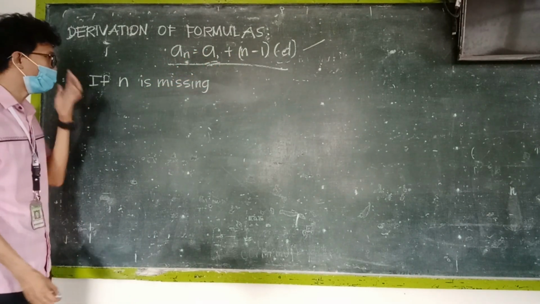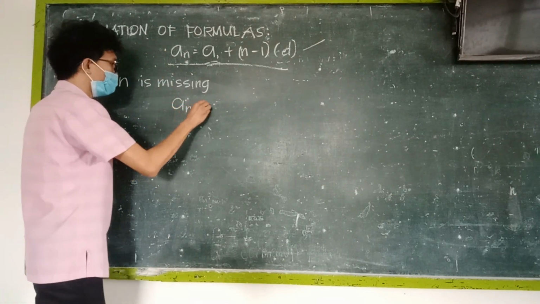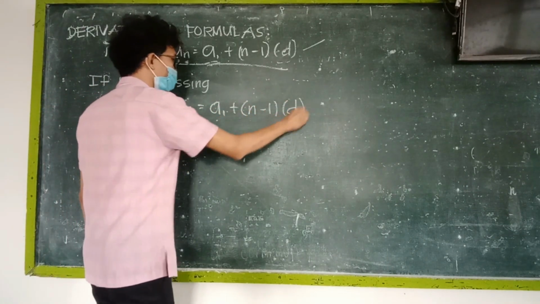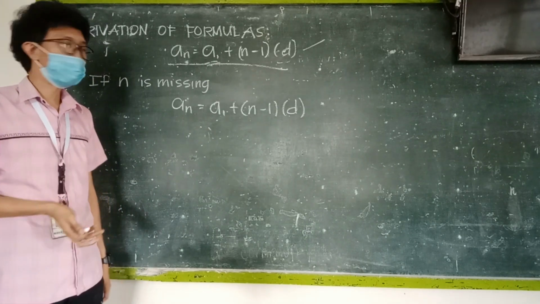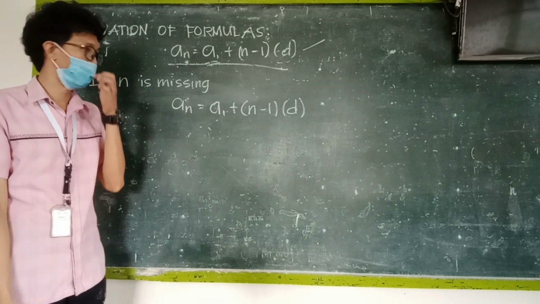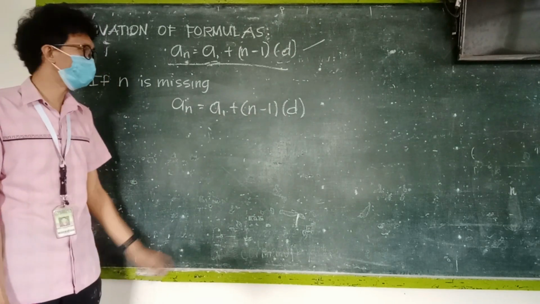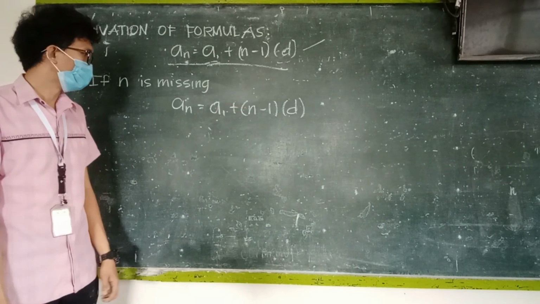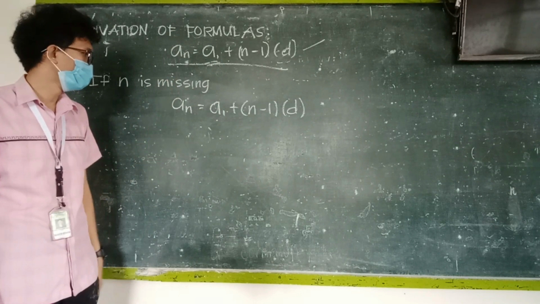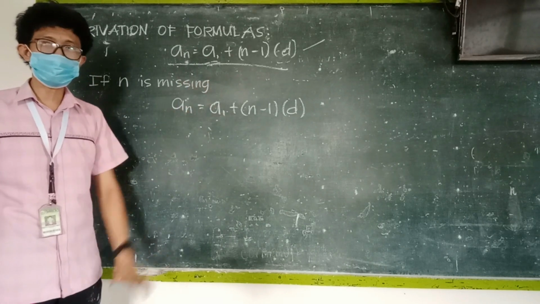So, when n is the missing term, we will go back to the original formula, which is a sub n is equal to a sub 1 plus n minus 1 times d. Tandaan natin kanina na ito yung formula ng pagkuha ng nth term ng arithmetic sequence. So ngayon, kailangan ang matira dito sa right side of the equation is n na lang. So ang una natin gagawin, ililipat itong a sub 1 sa kabila. So, since positive dito ang a sub 1, so kakaltasan natin ang a sub 1.